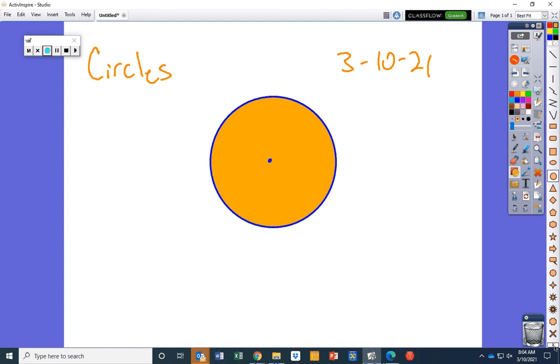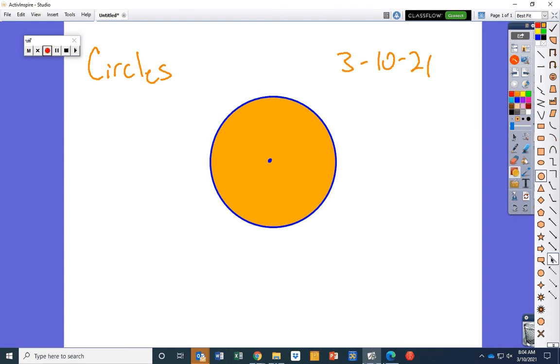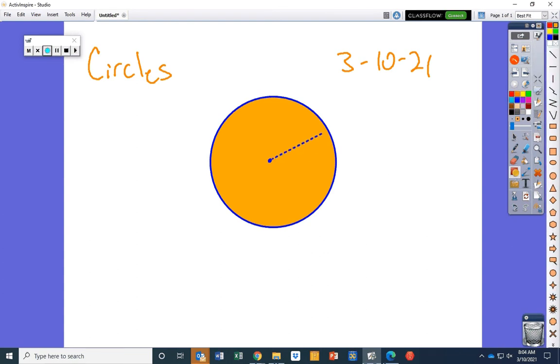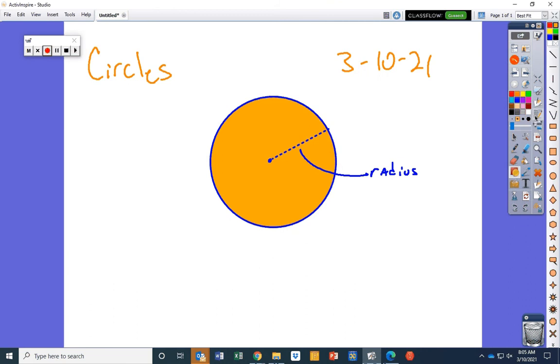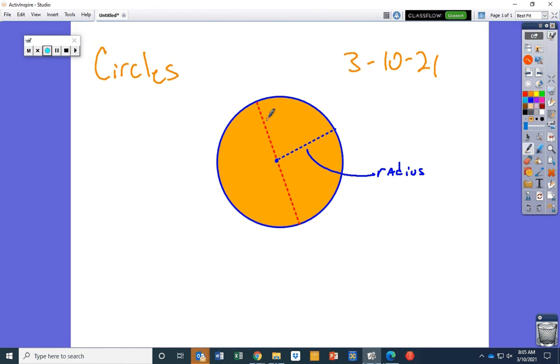If I go from the center to the outside, what is this distance called? Anybody? Radius. Good. If I go all the way across the circle and I go through that middle point, that's important that it goes through the middle, what is that called? Diameter. Good.